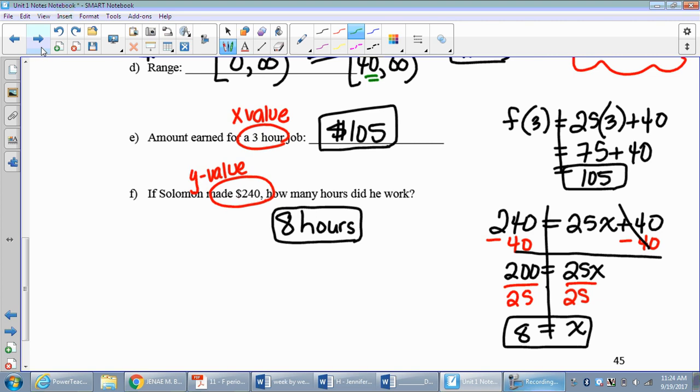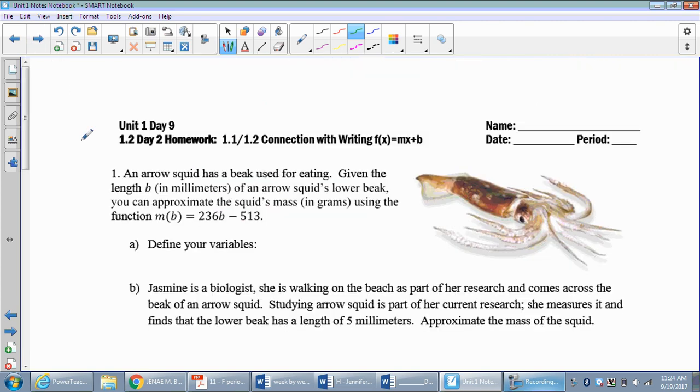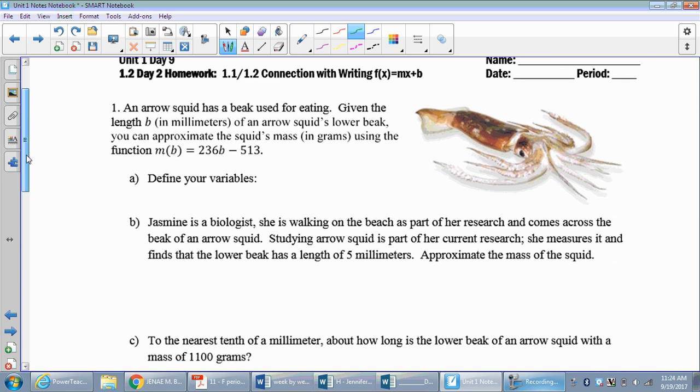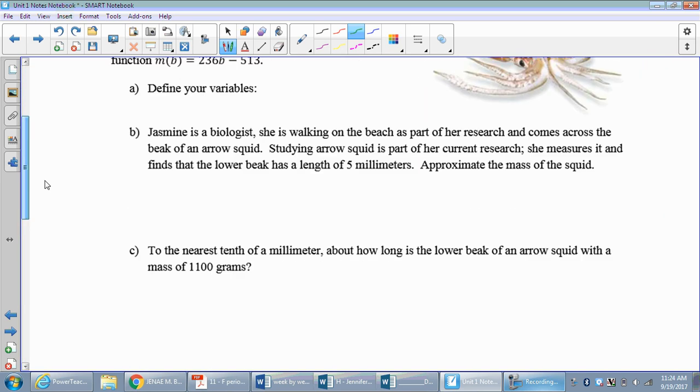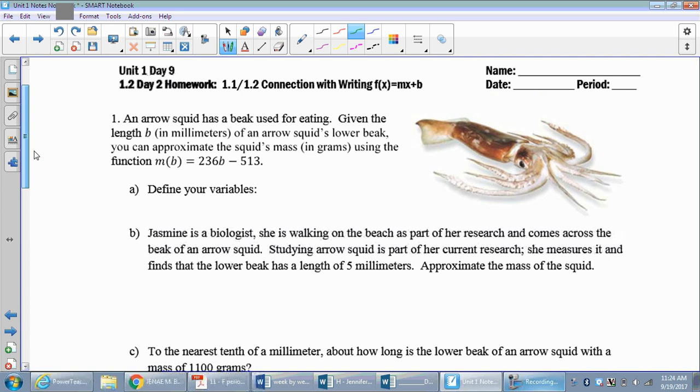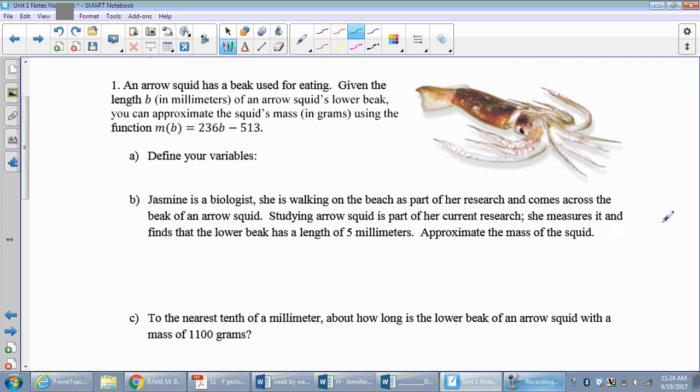Let's look at our next real-world scenario about an arrow squid. So this is on page 46. Number 1, an arrow squid has a beak used for eating. Given the length B in millimeters, I'm going to underline that, of an arrow squid's lower beak, you can approximate the squid's mass in grams using this function.